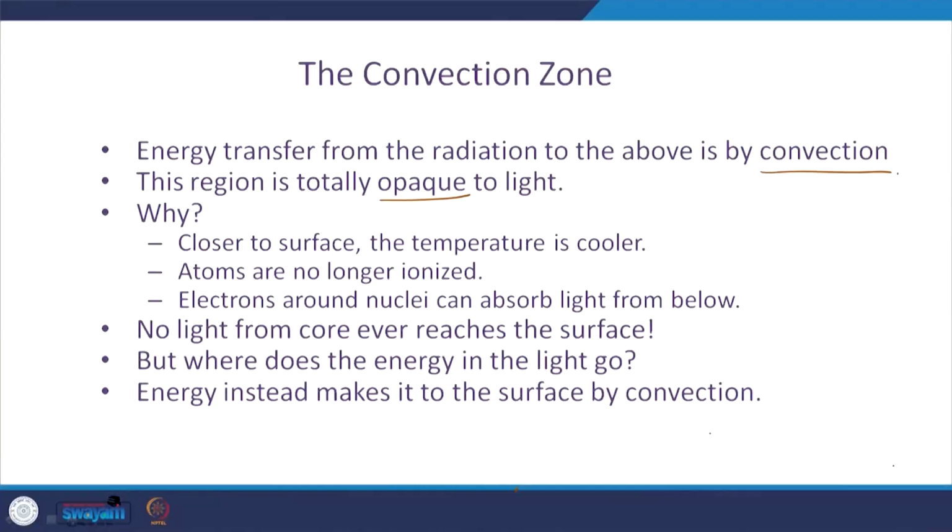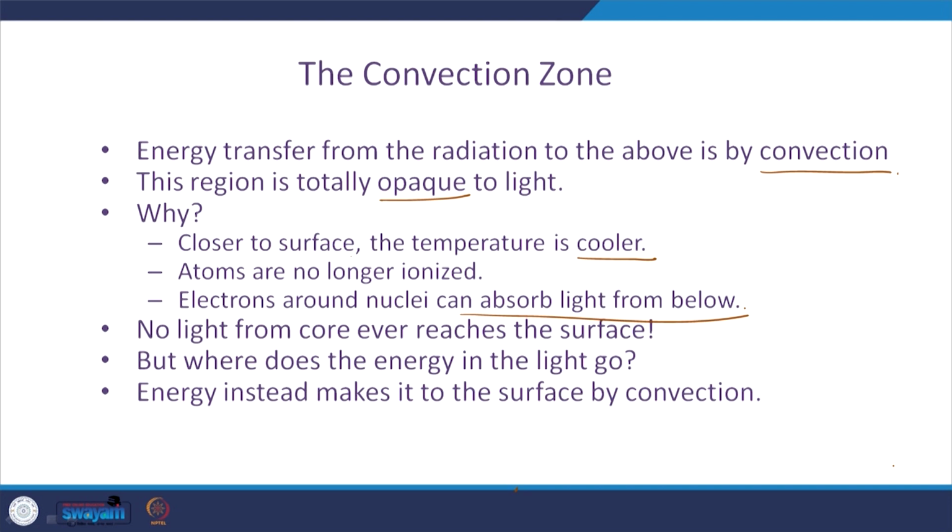Why is this region opaque to light? Because this is closer to the surface and the temperature is cooler. So, there is no point of heavily ionized atoms existing in this region. That leaves a provision for the matter to exist in states of excitations and de-excitations with the energy that is coming from the radiative zone, right. So, electrons around the nuclei can easily absorb light from below. That means it is leaving the medium opaque. Light is not being transferred directly from the radiation zone to the outside.